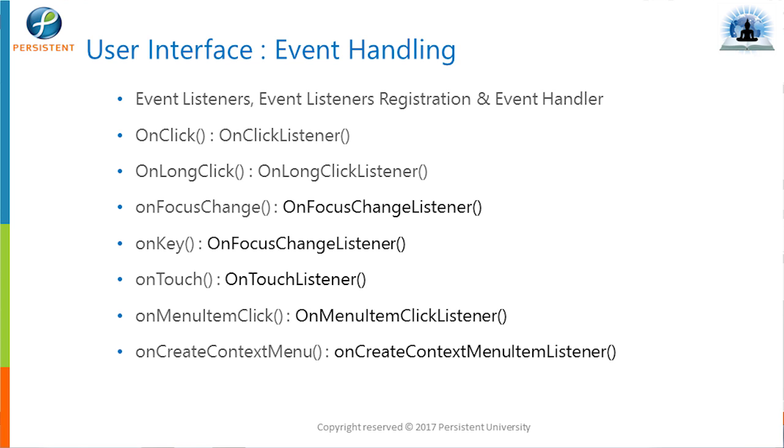On touch listener is used when the user presses the key, releases the key, or any movement gesture on the screen. On menu item click listener is called when the user selects a menu item. You will use on menu item click event handler to handle such events. On create context menu and its listener is used when the context menu is being built as a result of sustained long click.